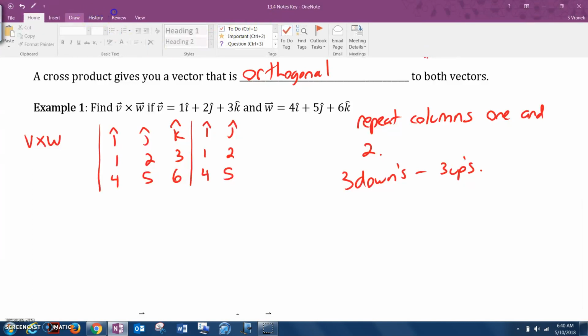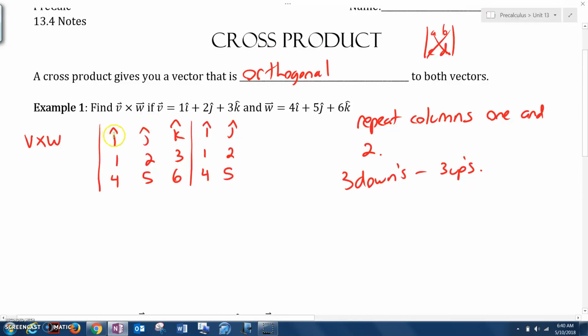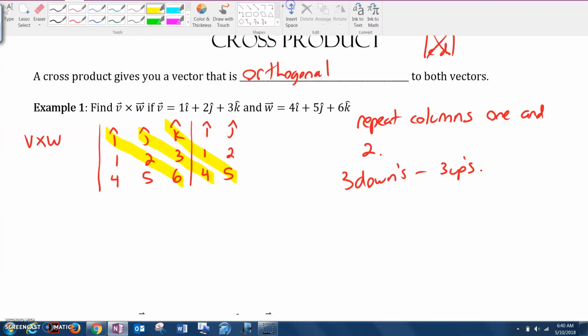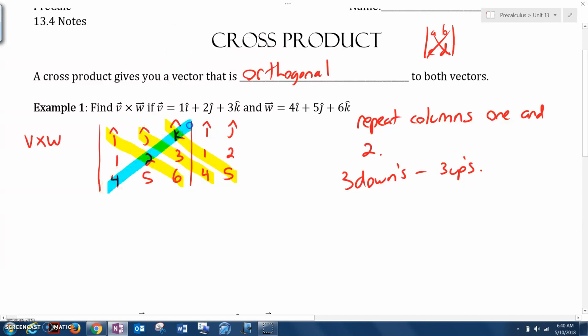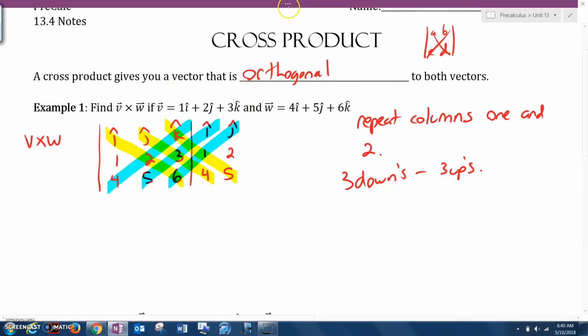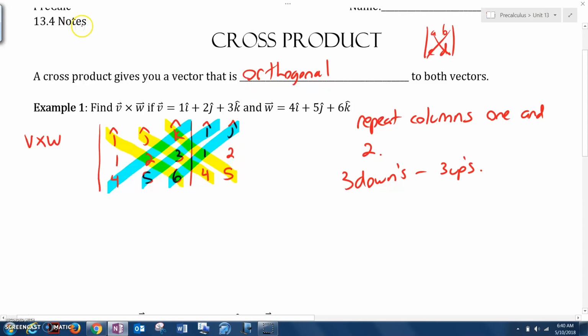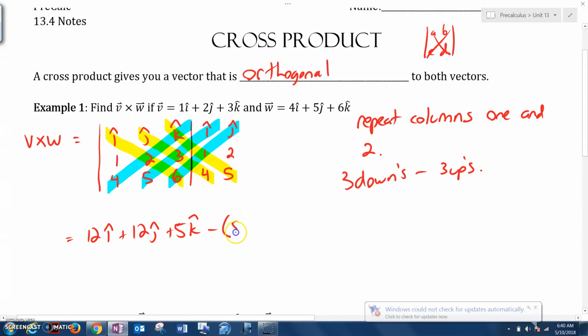So if I'm going to do this, I'll do it with a highlighter to show you. The downs start in the upper right hand corner. That's 1, 2, 3. And the ups will be in the light blue. 1, 2, 3. This will just help me visualize what I'm doing. So v cross w then is equal to 12i plus 12j plus 5k minus parentheses, because you have to minus all of them, 8k plus 15i plus 6j.